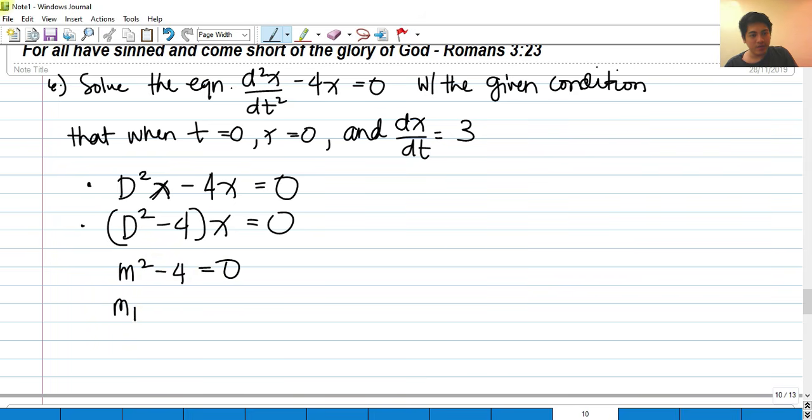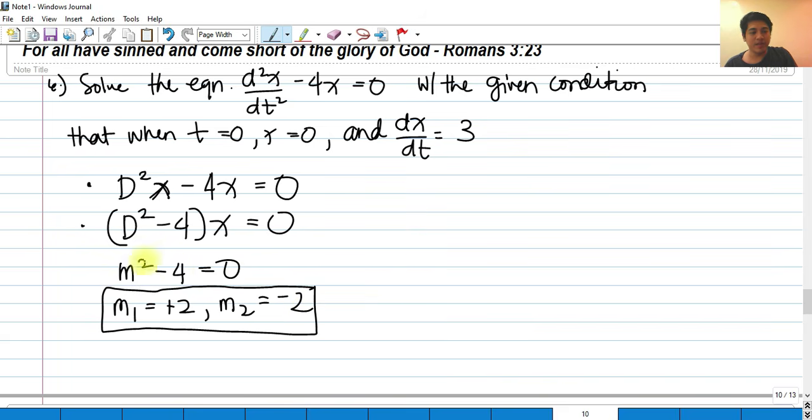If we get the roots, m sub 1 we have positive 2. M sub 2 we have negative 2, because if we transpose negative 4, it would become positive 4. Getting the square root, we have positive 2 and negative 2. So what is our solution? The dependent variable now is not y but x, so x is equal to c sub 1 e raised to m sub 1 t, since now the independent variable is t. A while ago it was x, so now it's t.